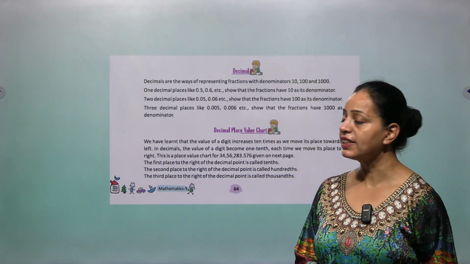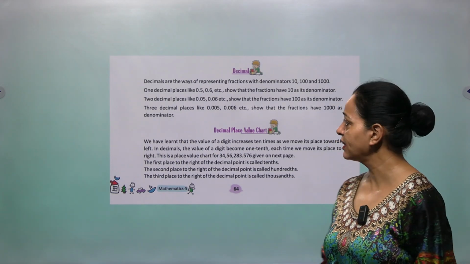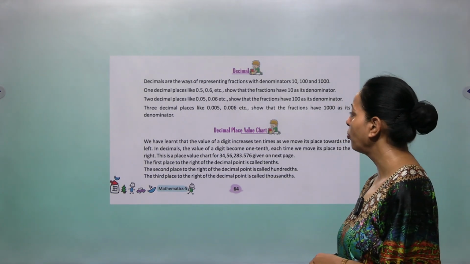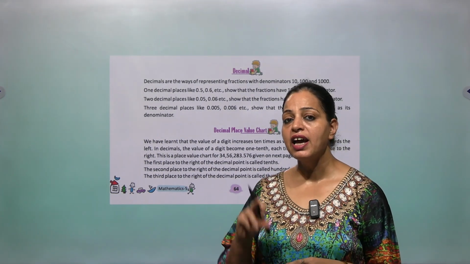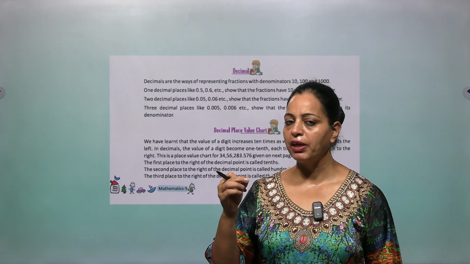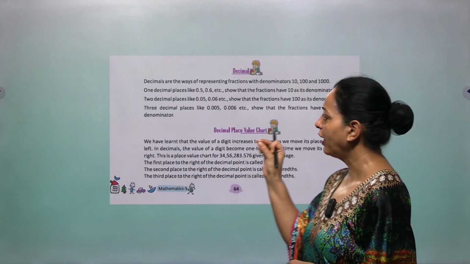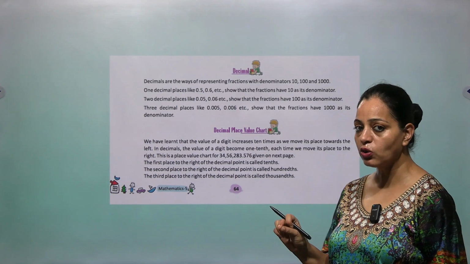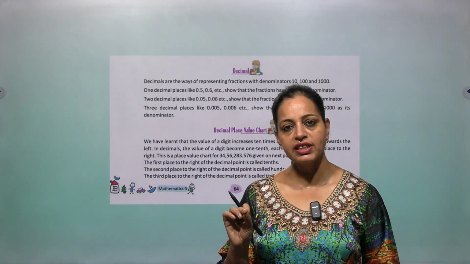One decimal place is like 0.5, 0.6, etc. Show that the fractions have 10 as their denominator. One decimal place means after the decimal we have one digit. What does this mean? In the fraction, what is in the denominator? 10. And if we have two decimal places like 0.05, 0.06, what is this? There are two digits after the decimal.